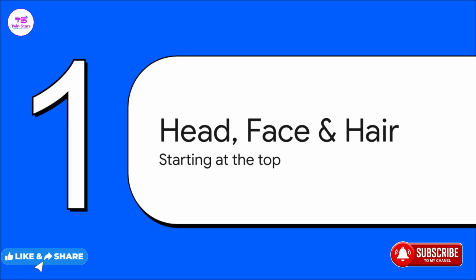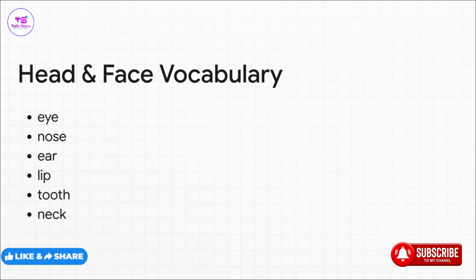Starting right at the top with Section 1, Head, Face, and Hair. So go ahead and actually touch your face as we go through these. We've got the nose right in the middle, the ear on the side, the lip, the tooth or teeth, and the neck supporting the whole shebang. But hey, take a really close look at the word EYE. It is one of those classic English pronunciation traps. Despite all those vowels crammed in there, it's pronounced simply as I, exactly like the pronoun when you're talking about yourself.